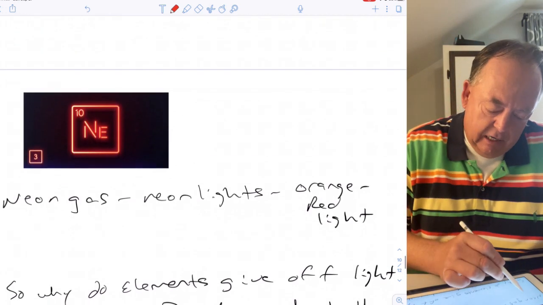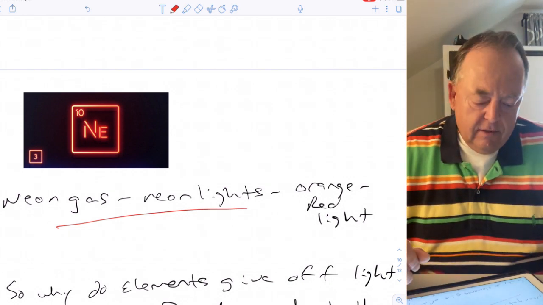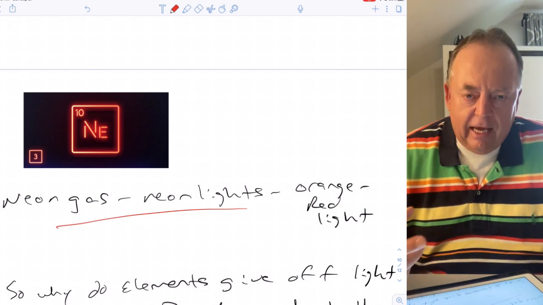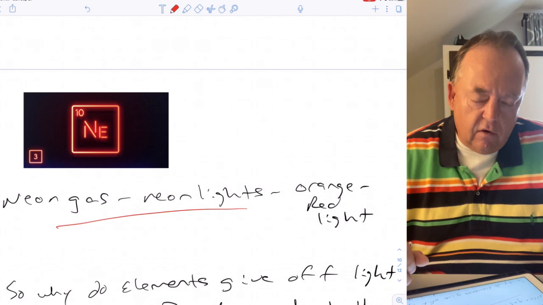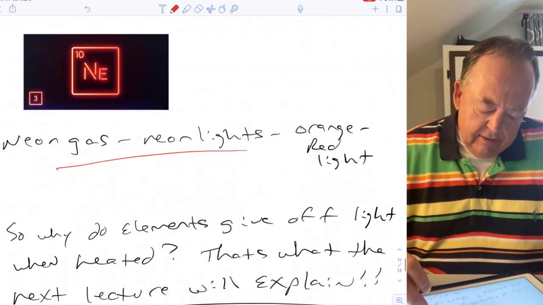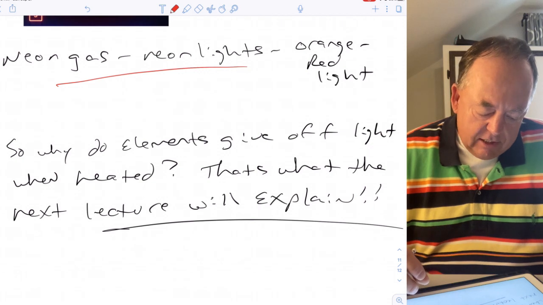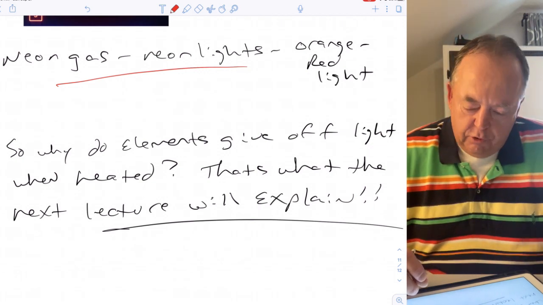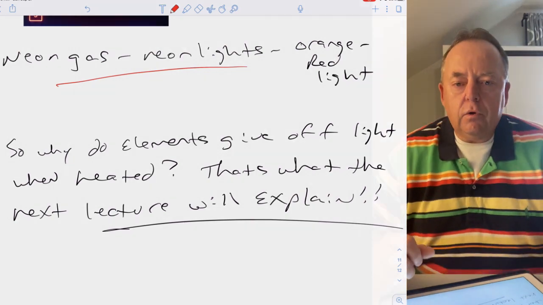Neon, if you heat it up to a high enough temperature, gives off orange-red light. So all of these lights that you may have in your room have different elements in them, and when we heat that element to a high enough temperature, it'll give off light. So why do elements give off light when heated? That's what we're going to explain in the next lecture, and that will lead to a more fundamental understanding of the structure of the atom. Okay, we'll stop there.